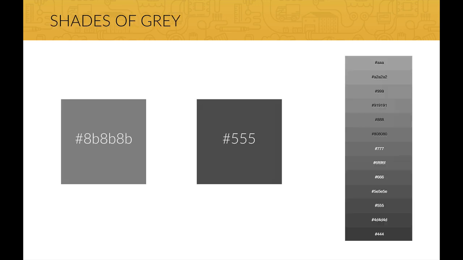And for gray colors, just make red, green, and blue take the same value. For instance, 8B, 8B, 8B gives us that first shade of gray we see here. If all 6 values in a hex code are the same, like 555, 555, we simply write 555.